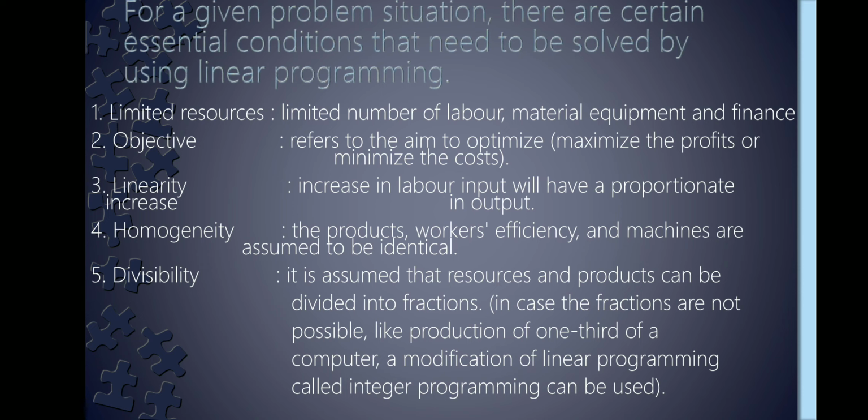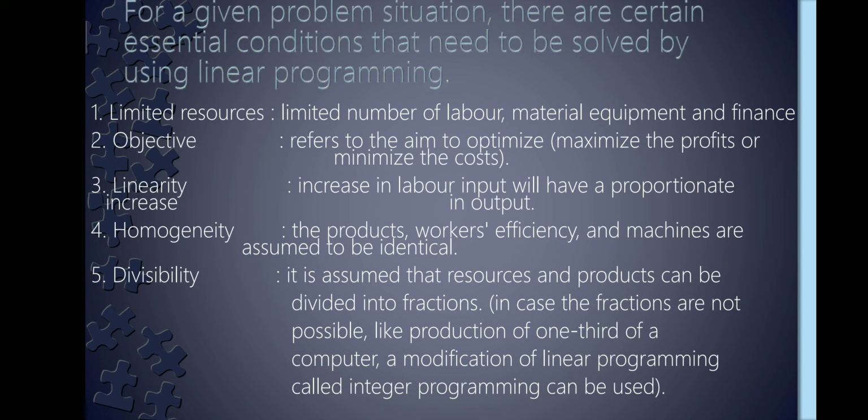Then the third important condition is linearity. An increase in labor input will have a proportionate increase in output. If we increase the labor, the output should increase proportionately. If you are increasing the number of laborers by 5, there should be some increase in output.